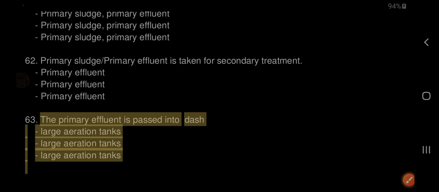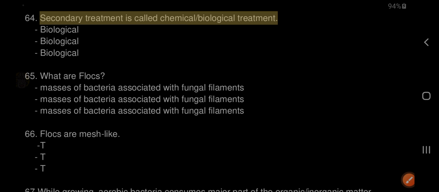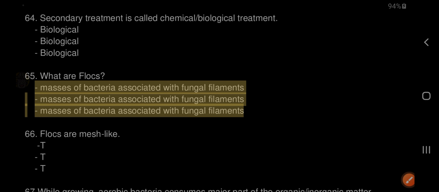64. Secondary treatment is called biological treatment. 65. Flocs are masses of bacteria associated with fungal filaments. 66. Flocs are mesh-like.